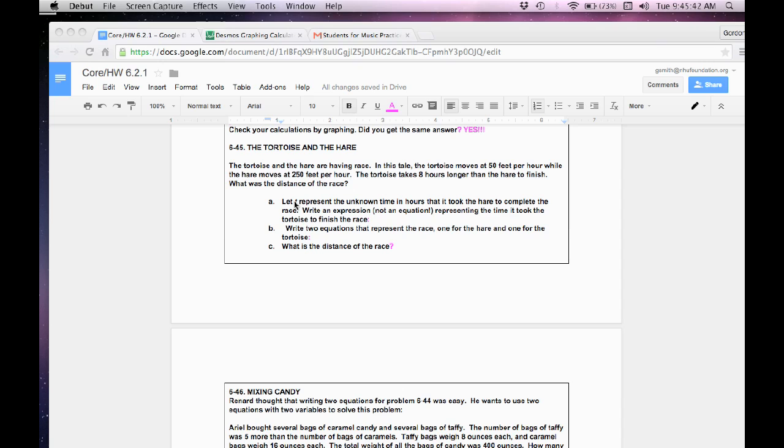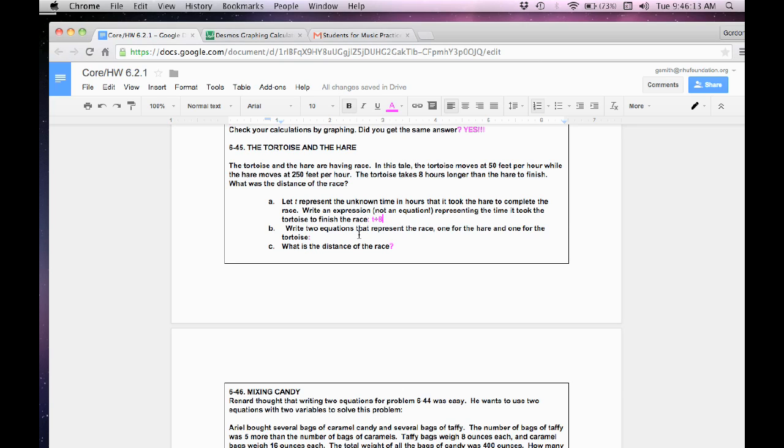So, t represents the unknown time, in hours, that it took for the hare to complete the race. Write an expression, not an equation, representing the time it took the tortoise to finish the race. So if t is for the hare, and we know the tortoise is 8 hours longer, then the time for the tortoise is going to be t plus 8. Simple as that. If the hare is t, then the tortoise has to be t plus 8.